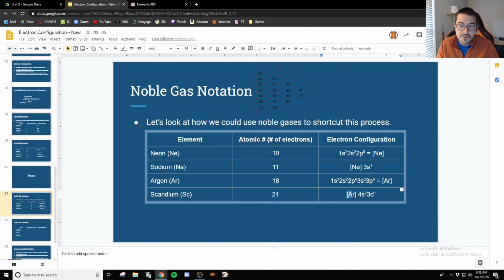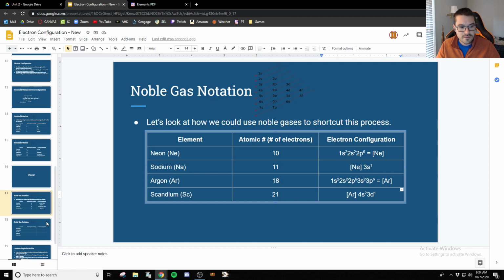And you can see how this is definitely a bit of a shortcut compared to something that's long like this. And it becomes even more of a shortcut as you get further down the periodic table, where you might have something that can't even fit in this box, right? But when you write it in noble gas notation, it can be written very, very shortly, okay? So we'll get some more practice with this in class, but that is essentially how you do it.